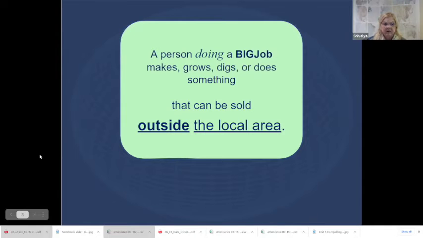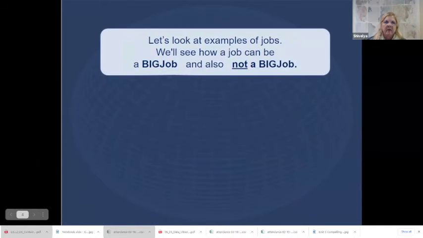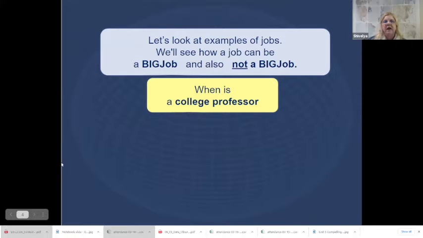There are also examples in here to support the teacher and the students in their thinking. We look at a few examples of what big jobs are, and also what are not big jobs. They're still important jobs, but they may not bring in that kind of outside income. The first one we look at is a college professor, and I like the way this is set up. You can get the kids to think and talk a little bit about it before you reveal the information. Would that be considered a big job or not a big job?